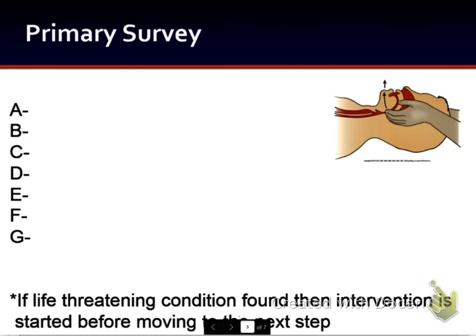F has changed, so now it's facilitate adjuncts and family. So this is where we're going to get a full set of vital signs, including your heart rate, your respiratory rate, O2 sats. We're going to make sure that the family, if there's family available, are there to answer questions, or try and get a hold of the family.